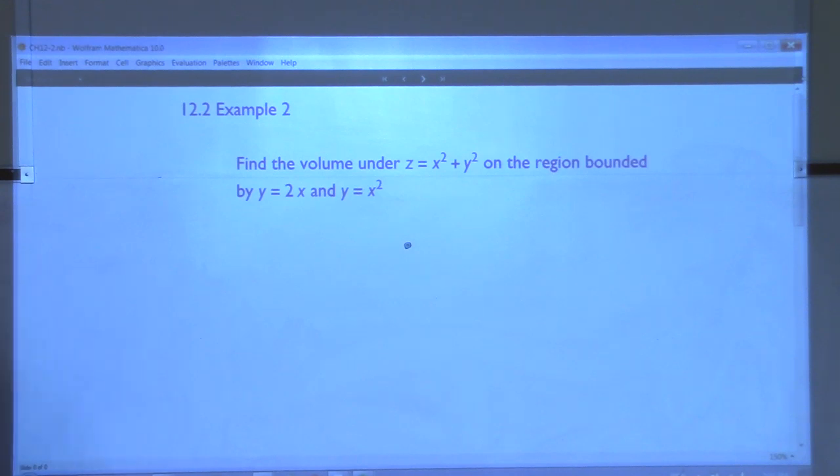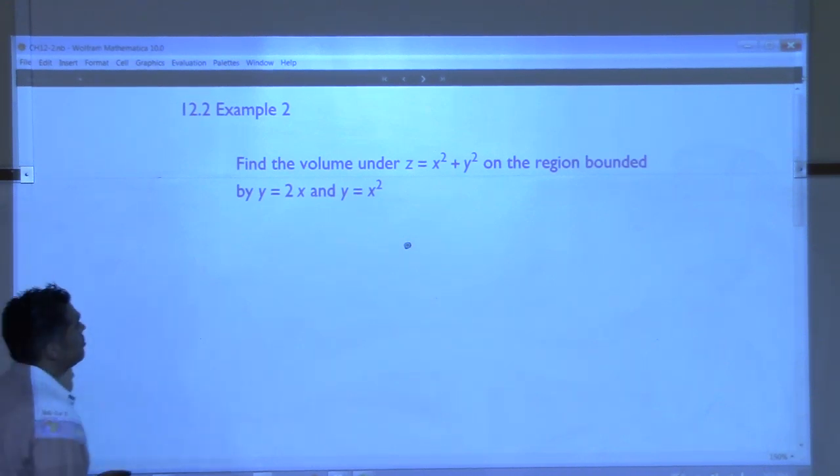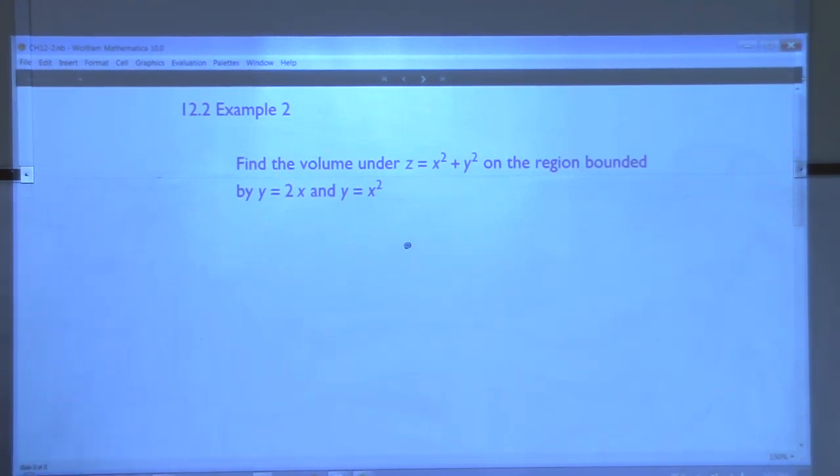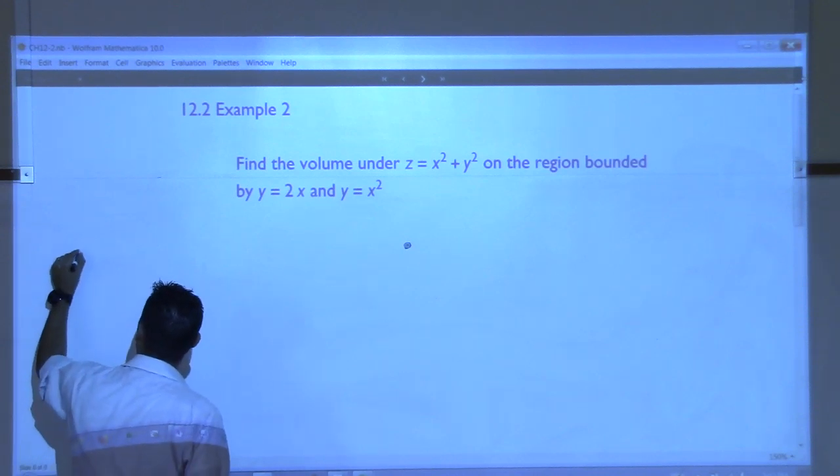So here's our second example. Just find the volume under z equals x squared plus y squared on the region bounded by y equals 2x and y equals x squared. So the way we started this in class last time is we started by drawing the domain, the region that's on the ground. So I'm going to start here with our domain.